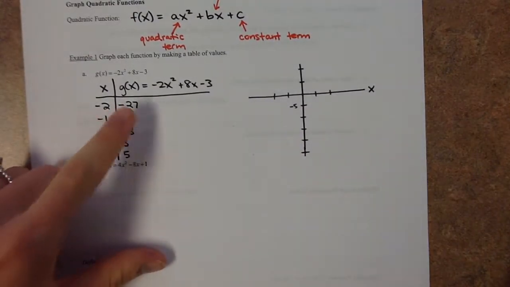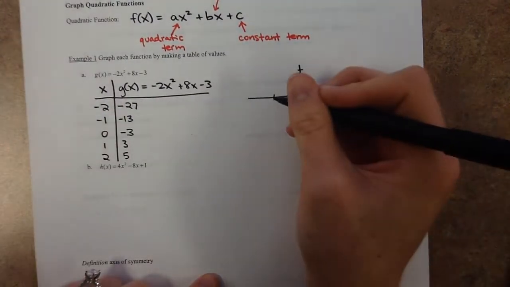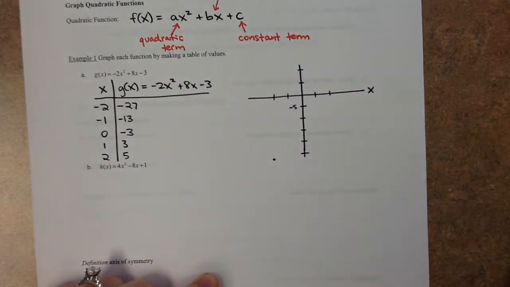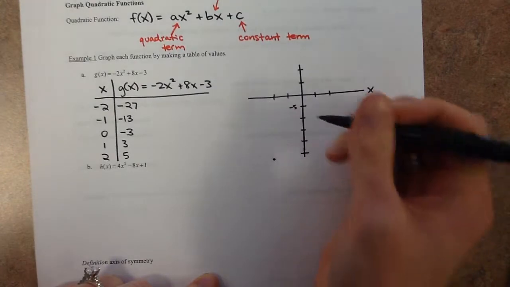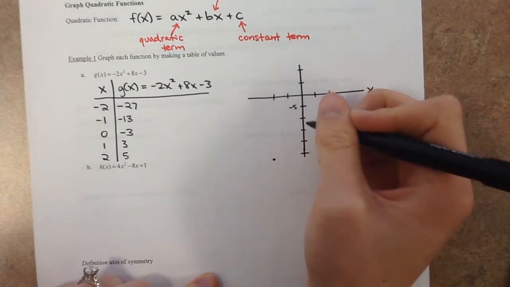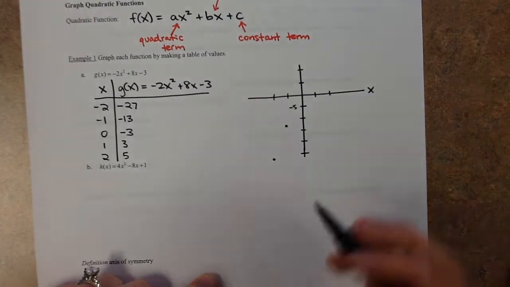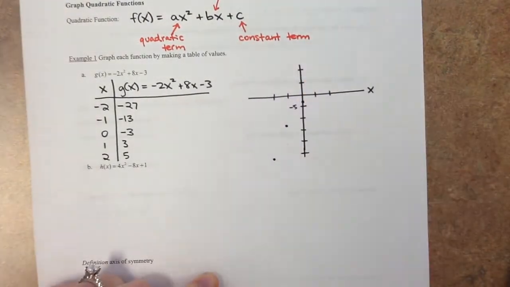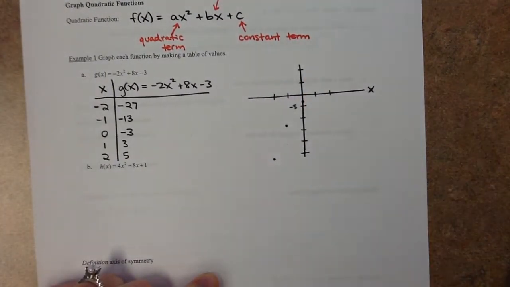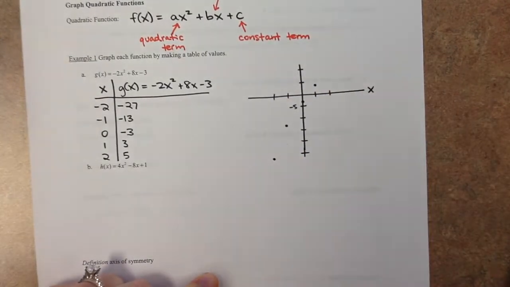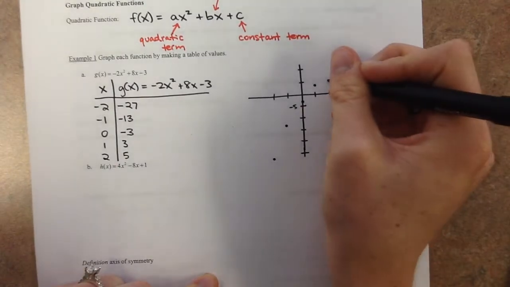So negative 2, negative 27. So here we go down to a negative 27. And then -1, we plot a point at -13. So here's -5, 10, 15. So somewhere in there. At 0, we have a point of -3. At 1, we have a value of 3. And then at 2, we have a value of 5.